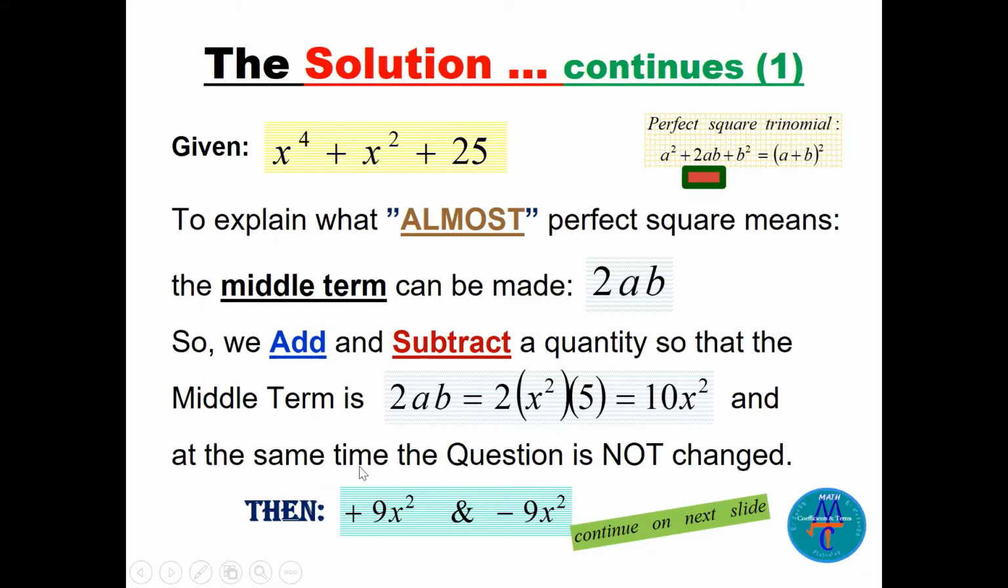So what can we do? Just get an idea of adding 9x squared. At the same time, we have to subtract 9x squared. That's the whole idea.